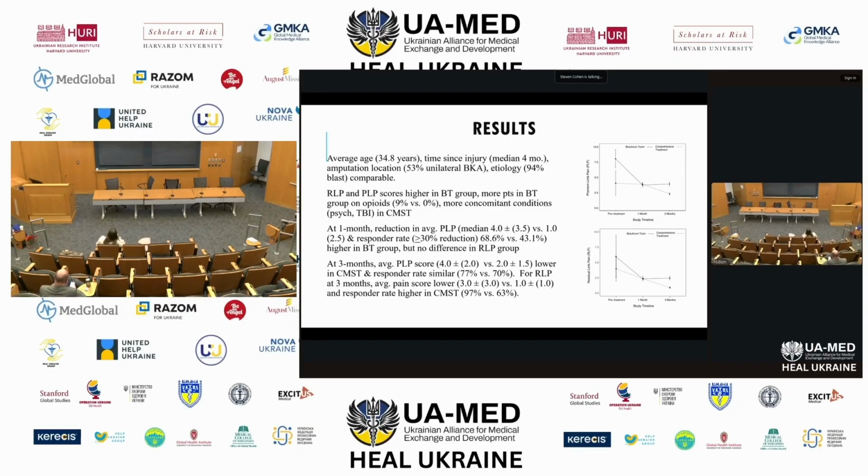This was not a randomized trial. We have one that we're hoping to start by January. So, baseline scores were higher in the botulinum toxin group. They were a little bit more likely to be on opioids. People in the comprehensive medical and surgical treatment group had higher concomitant conditions like PTSD. And it was kind of surprising what we found. Out to 1 month, the reduction in the average phantom limb pain and the responder rate for phantom limb pain was higher in the botulinum toxin group. It did not work as well in the residual limb group.